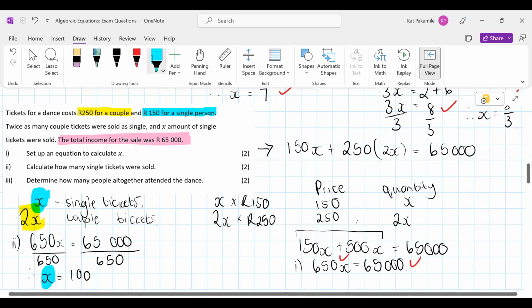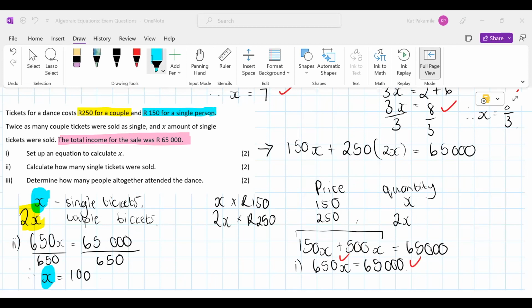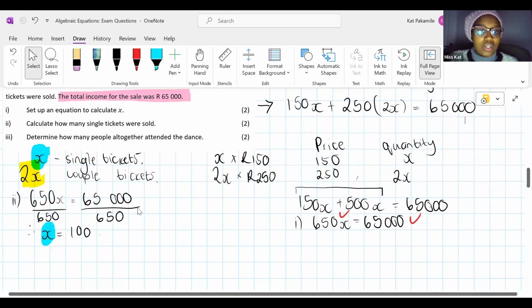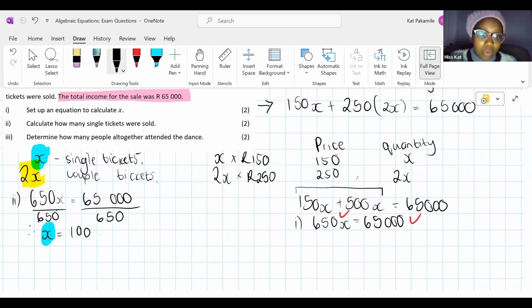So if 100 single tickets were sold, how many couple tickets were sold? Let's see if you guys are still with me. Look at the information. Yes, Lugue. Yes, Izo. Brilliant, because they said twice as many, so 200. So in total, 200 couple tickets were sold. So that goes to the last question. The last question is a trick question. Your 2 marks will be divided by 650 and your final answer.